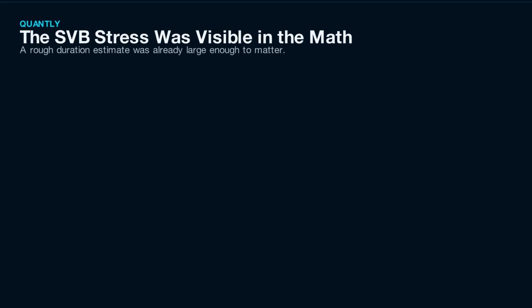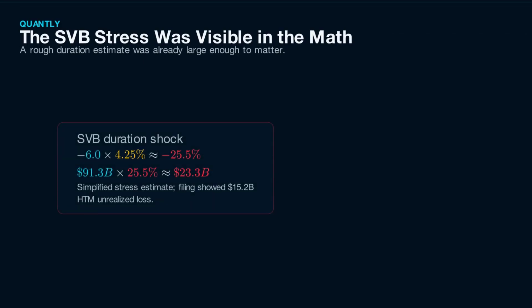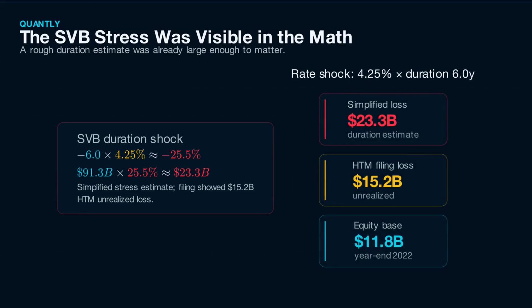The Federal Reserve raised its policy rate from 0.25% in March 2022 to 4.5% by December 2022, 425 basis points in 9 months. One of the most aggressive tightening cycles in modern Fed history. With a modified duration of approximately 6 years on the held-to-maturity portfolio, a 425 basis point rise implies a mark-to-market loss of about -6 times 4.25%, or roughly -25.5%. Applied to $91.3 billion, that is approximately $23 billion of estimated loss.